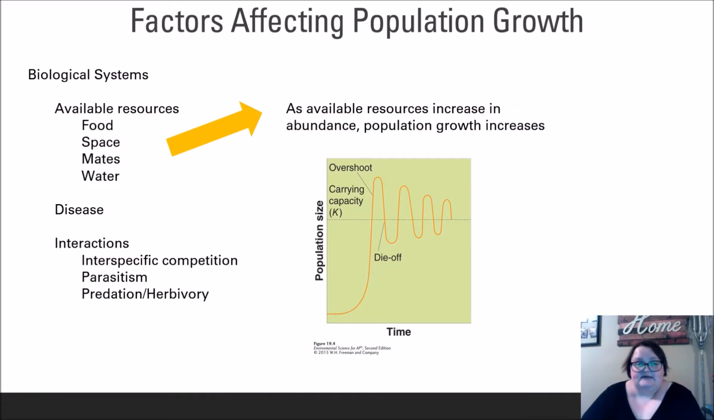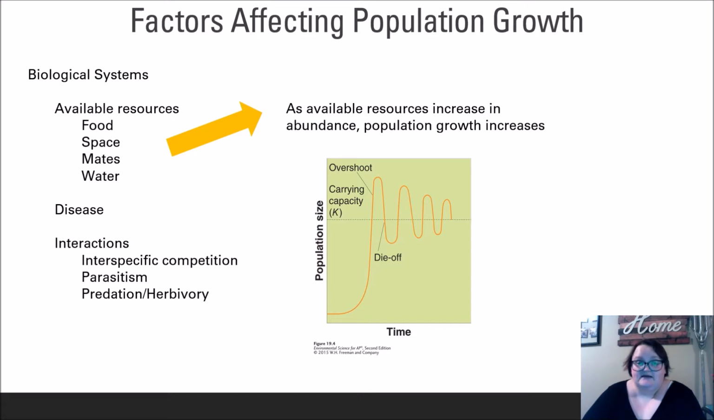As we learned in our last lesson, population growth is affected by a combination of biological, genetic, and ecosystem interactions. We know that resources like food, space, mates, and water, those density-dependent factors, play a large role in population growth because as those resources increase in abundance, populations grow more quickly. In R-selected organisms, this can increase exponential growth and lead to a boom-bust cycle. In K-selected organisms, the abundance can lead to overshoot of the carrying capacity, leading to the oscillation of overshoot, die-off, overshoot, until the population settles around its carrying capacity.